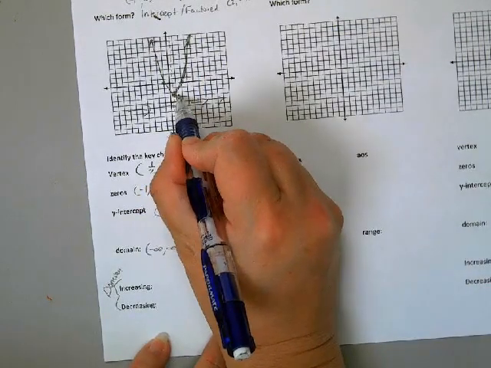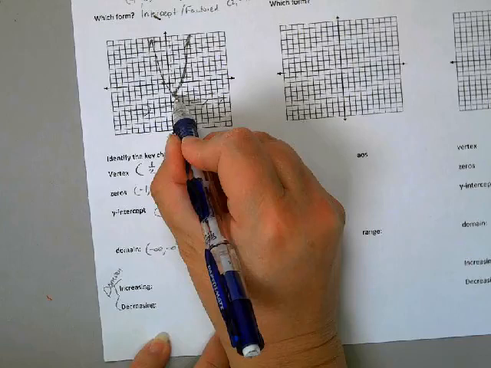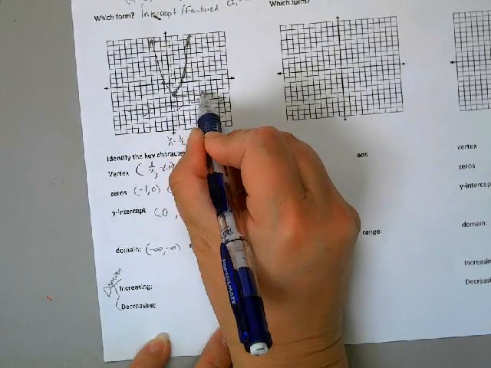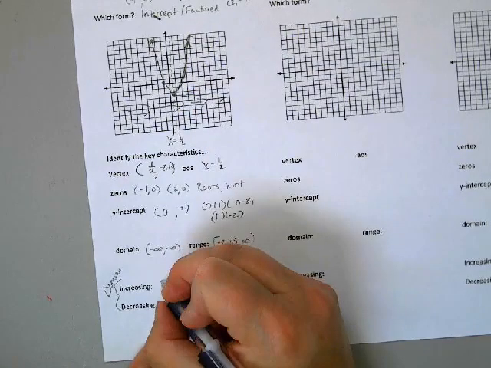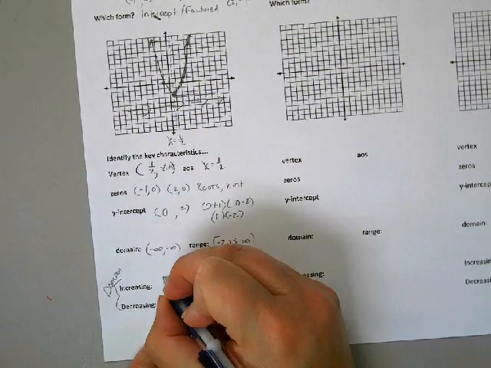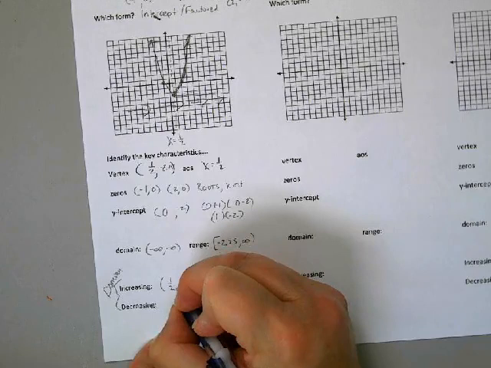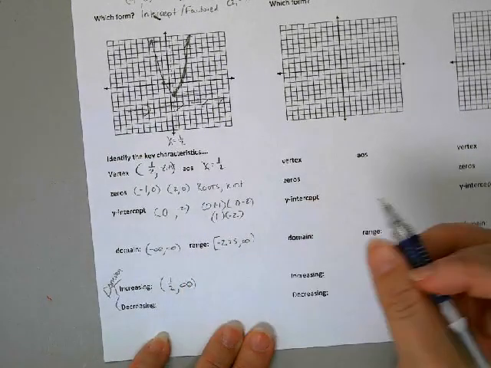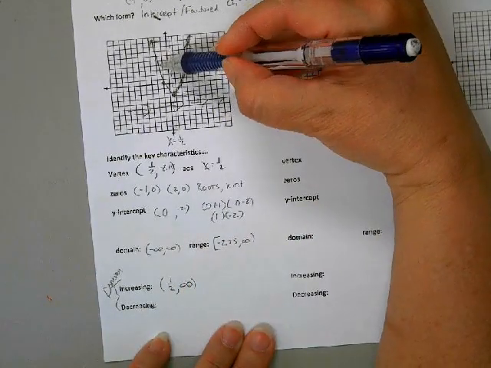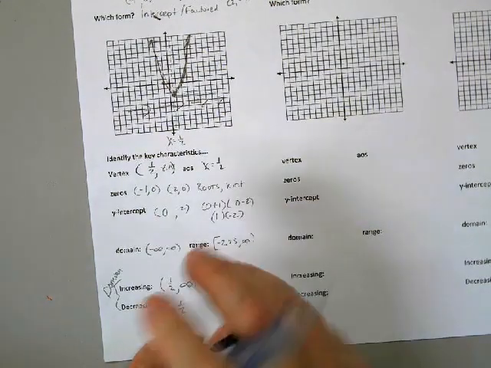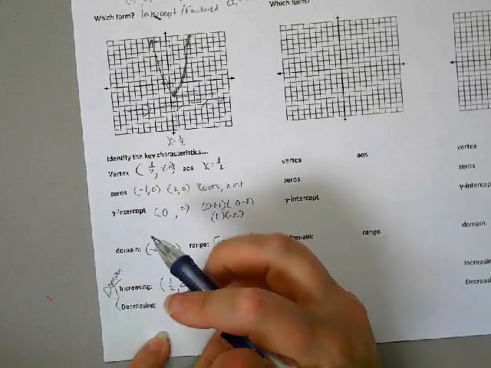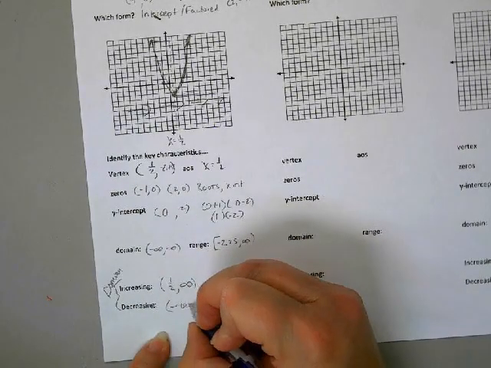So as I move from left to right, when I start at 1/2 and pick points bigger than 1/2, the graph is increasing. So I would say the interval at which this quadratic increases is from 1/2 to infinity. The interval where it decreases in value happens from negative infinity to 1/2.